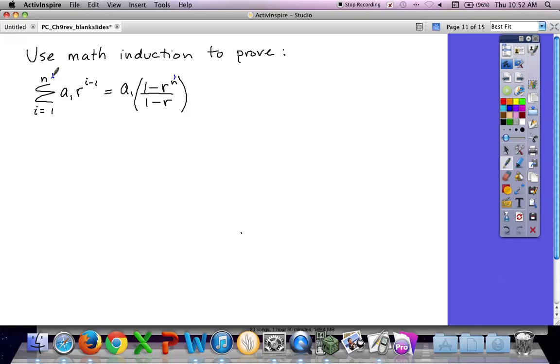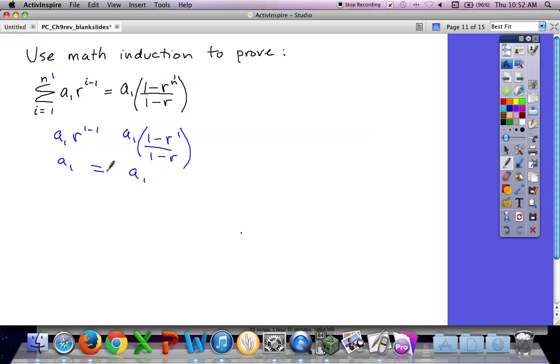Well, if I put in a 1 there, what it means is I'm only actually doing this formula once, right? It's going from i equals 1 to 1. So basically, that's going to be A1 times r to the 1 minus 1, which is A1 times r to the 0, which is A1. Now you come over here, if we have A1 times 1 minus r to the 1 over 1 minus r, that's 1 minus r over 1 minus r is 1. So the whole thing is A1. So it checks for n equals 1.